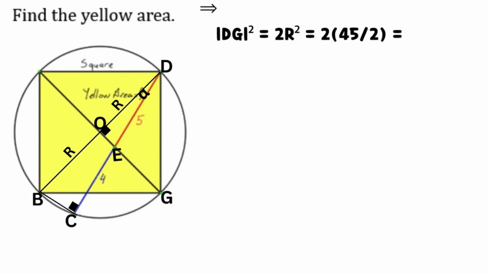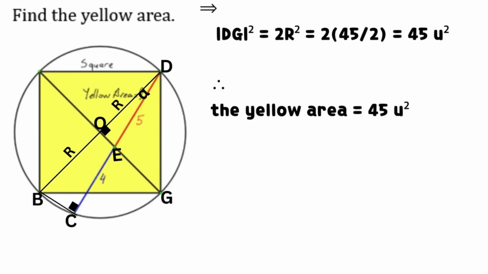It implies that the square of line DG equals 2 times the square of R, which equals 45 square units, after simplification of values. Therefore, the yellow area equals 45 square units.